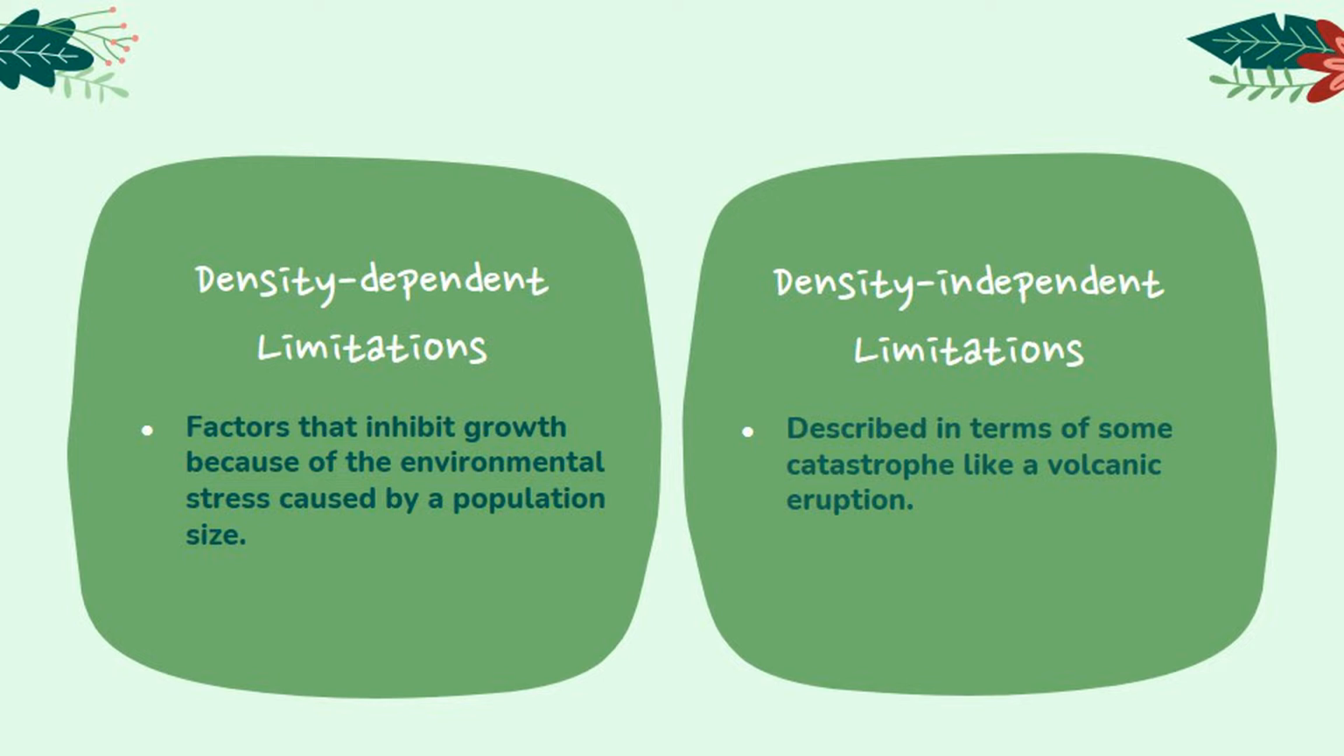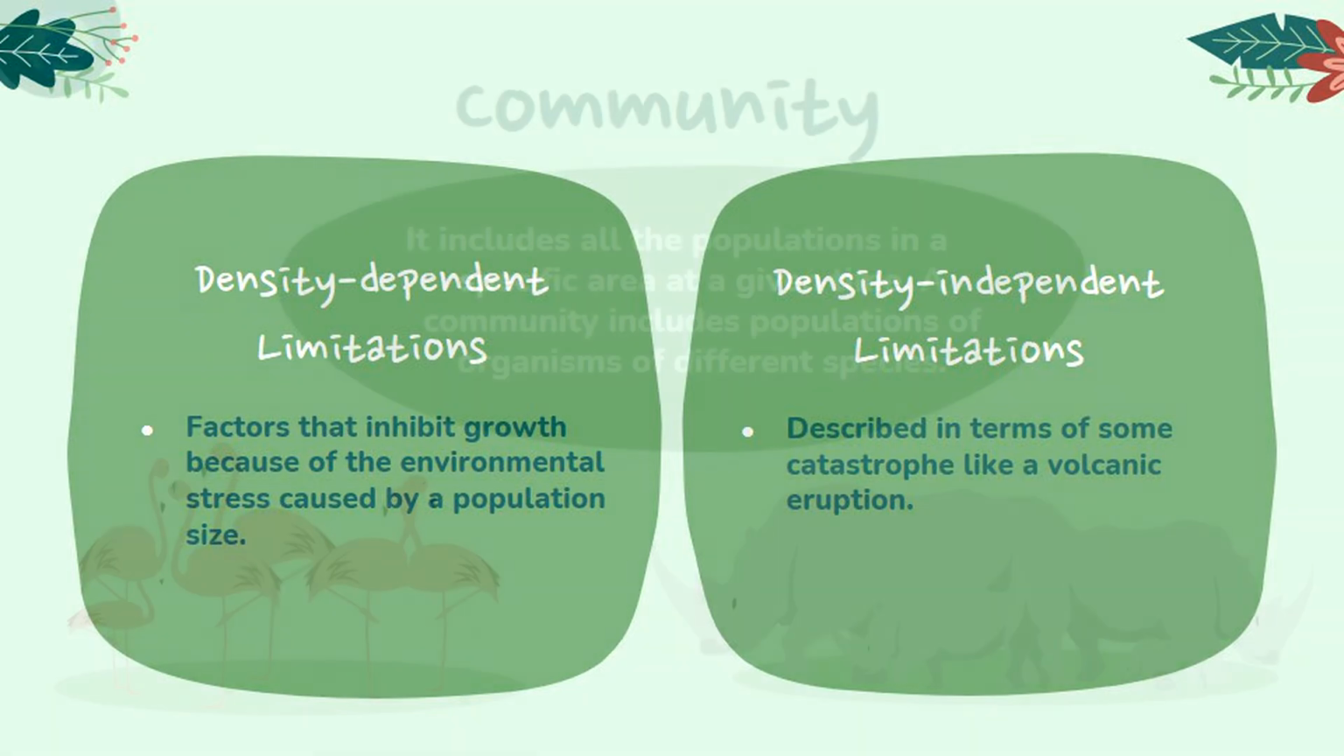The other type of limiting factor, the density independent ones, have nothing to do with how many individuals there are or how dense the population is. A lot of times, these limitations are described in terms of some catastrophe, like a volcanic eruption. In any case, some crucial aspect of the population's lifestyle changes enough that it makes it harder to get by.